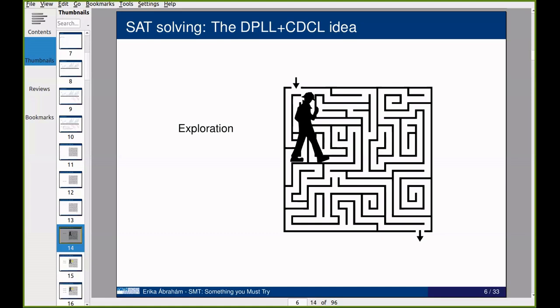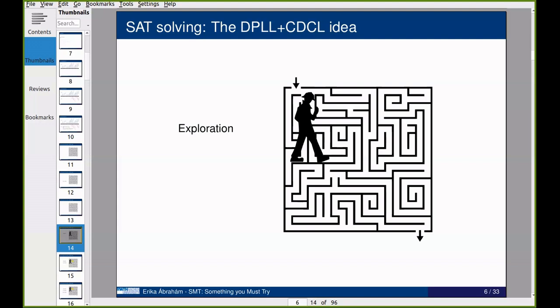And the idea was to combine it with exploration. That means I try to stepwise build up assignments, which I hope to be extensible to a solution of the problem. And, well, if I run into conflict, then I will try elsewhere. Of course, exploration itself is also not scalable, right? If you have a Boolean formula with n variables, you have 2 to the n possible assignments. It is also exponential. Forget about it for large problems.